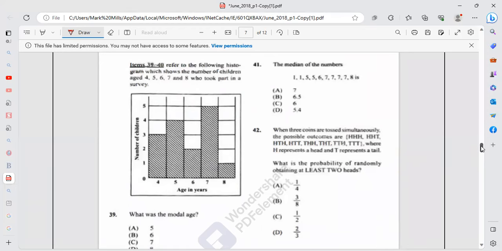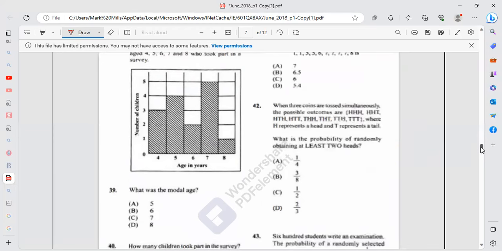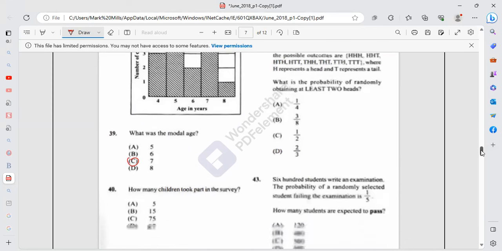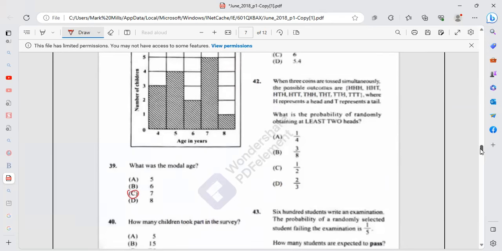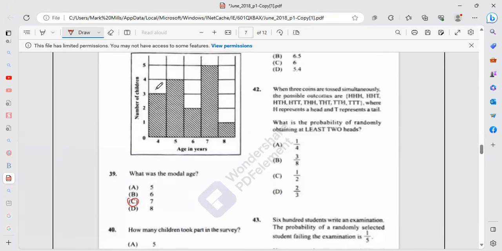What is the modal age here? If they ask you for the modal age, you look at this 4, 5, 6, and look for the longest bar. The longest bar is this one here, so that is 7. How many children took part in the survey? Here you check: 3, then 4, then 2, then 5, then 1. So you add up everything: 3, 7, 12, 14, 15. So the total number of people who took part in the survey is 15.